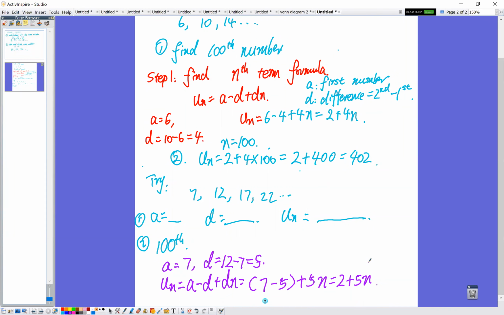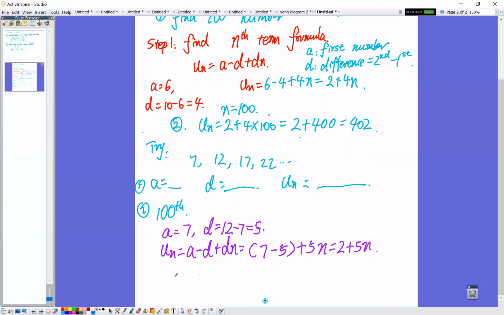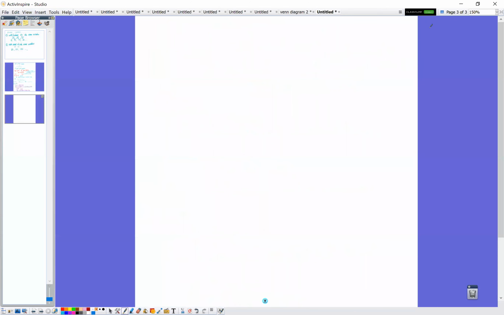The next one we can look at. For example, the question asking me about the 100th number. If I know the 100th number, which means n is equal to 100, then Un is 2 plus 5 times by 100. It then becomes, remember, at this stage we will use BIDMAS, 2 plus 500, and so it becomes 502. Okay, so for the first one, we have done. Next one.